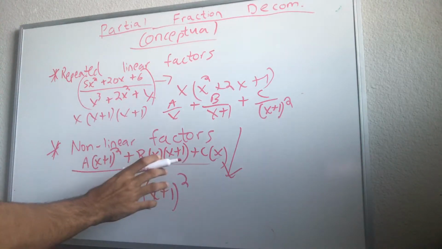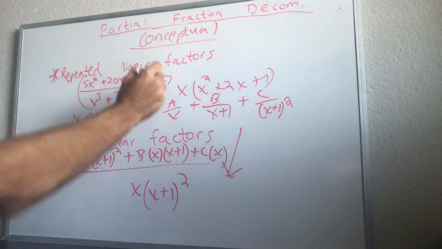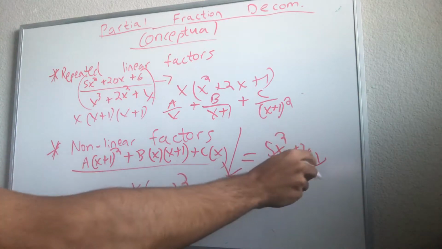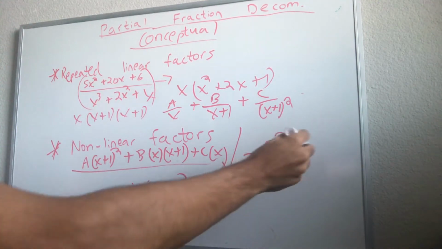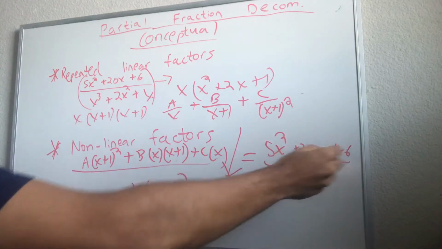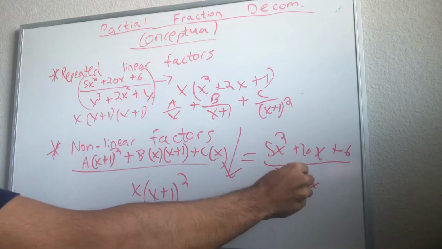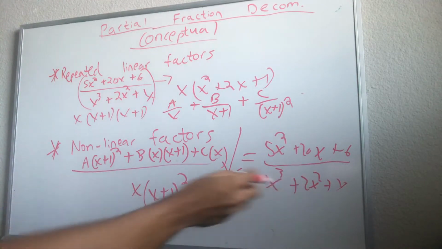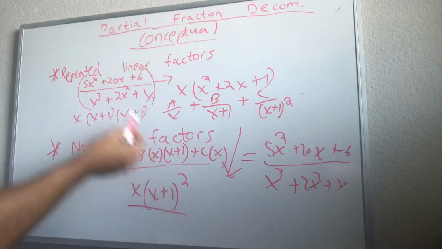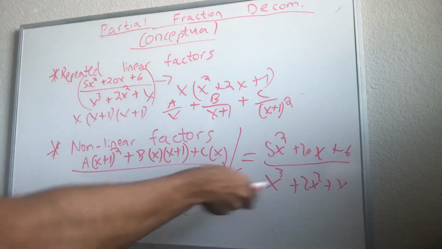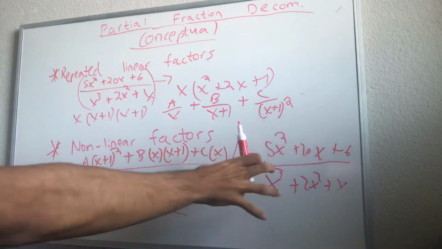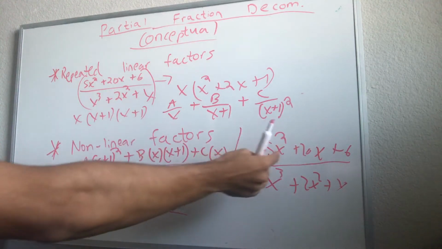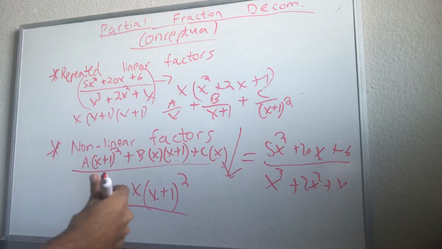Now we can set this equal to 5x squared plus 20x plus 6, all divided by x cubed plus 2x squared plus x, just taking this expression and putting it here. And x cubed plus 2x squared plus x is this thing over here, which I had earlier factored out, so the two are really just equal. If these are equal, and we know that the expressions are equal, then clearly the numerators must also be equal.